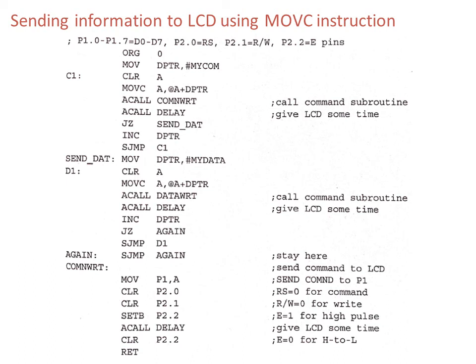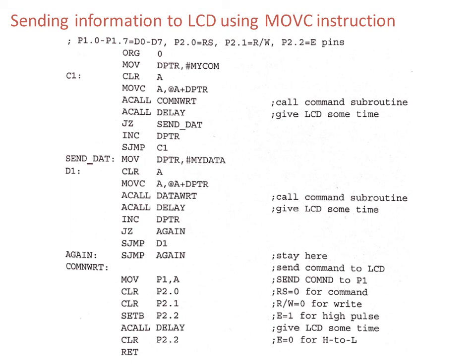Then the instruction is ACALL command write. Now if you go to the command write subroutine, what we have is MOV P1, A: the accumulator content is copied to P1 as we studied earlier. Then CLR P2.0 to select RS equal to 0 for command transmission. Then CLR P2.1, that is clearing port P2.1, making read write equal to 0, that is for selecting the write operation.